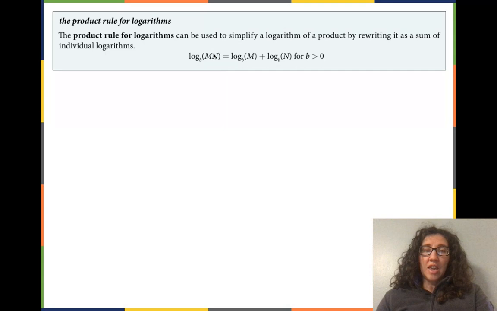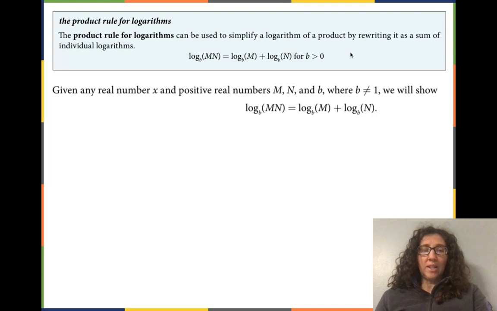Okay, if you have the log of 2 things multiplied together, you can split them apart, but you need to add the 2 logs. So log base b of m times n equals log base b of m plus log base b of n. Okay, so for each of these properties, I'm going to go through and explain where they come from. You don't need to know this. You just need to be able to apply the product rule. Okay, but why does this work?